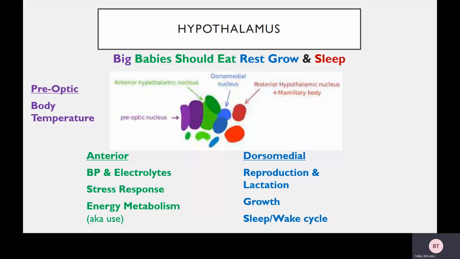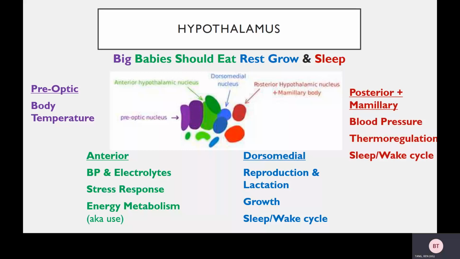Next is your dorsal medial nucleus. Now this I kind of think of as your kind of baby growth, right? To grow as a baby, obviously to be born as a baby, reproduction is involved, lactation is involved for breastfeeding, and in order to grow, you need to sleep long periods of time, right? So that's what covers the 3 functions of the dorsal medial nuclei. Then you have your posterior hypothalamic nucleus and your mammillary body. Now the posterior is in charge of blood pressure and thermoregulation, like the first 2 nuclei we mentioned, and the mammillary body is directly relevant for sleep-wake cycle.